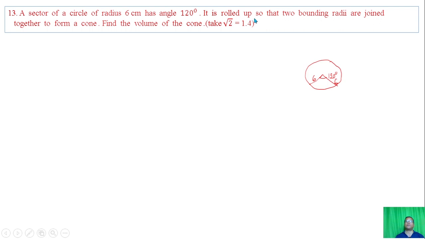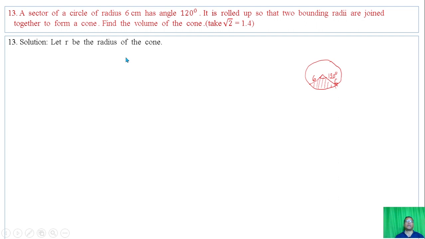If the sector is rolled up so that the two bounding radii are joined together to form a cone, find the volume of the cone. Let R be the radius of the cone. Let L be the slant height of the cone, equal to the radius of the sector, which is 6.